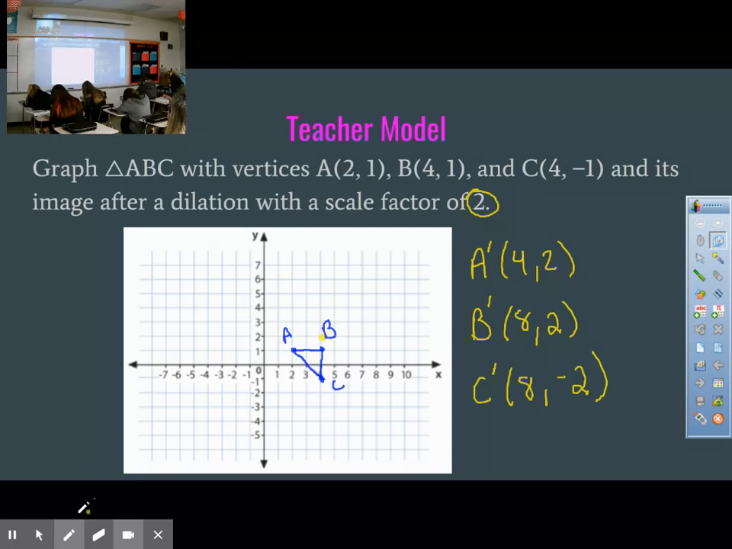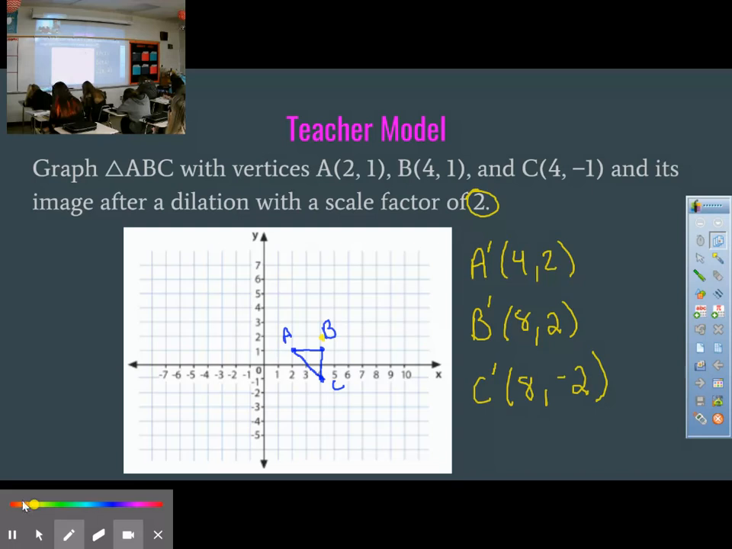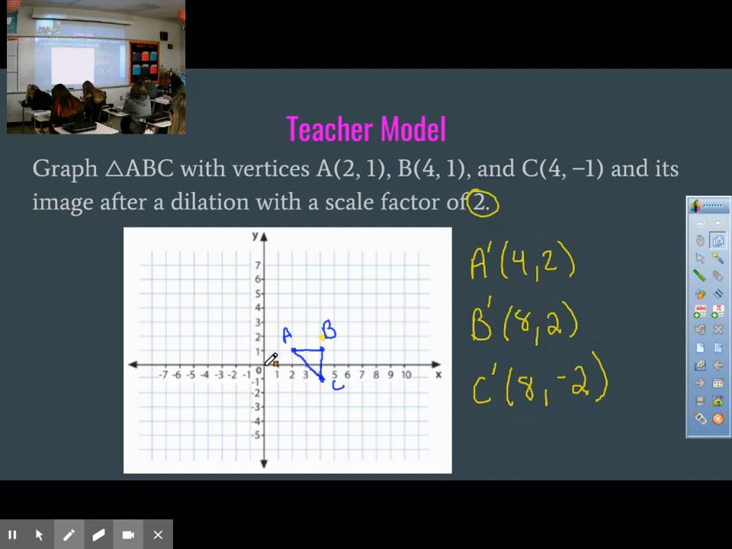And all of these dilations are going to be centered about the origin. If you're thinking of a shadow, it's like the flashlight is there at (0, 0), and it's shining on the pre-image and giving your new image. So A prime was (4, 2), B prime was (8, 2), and C prime is (8, -2). And then you connect those.